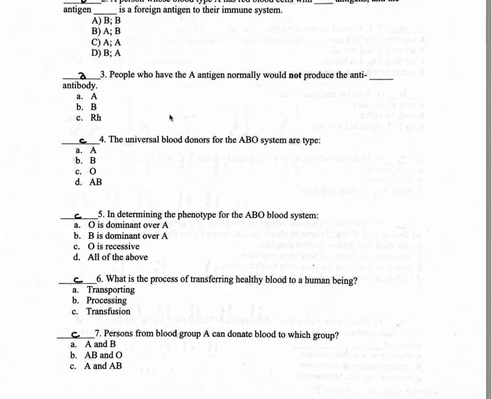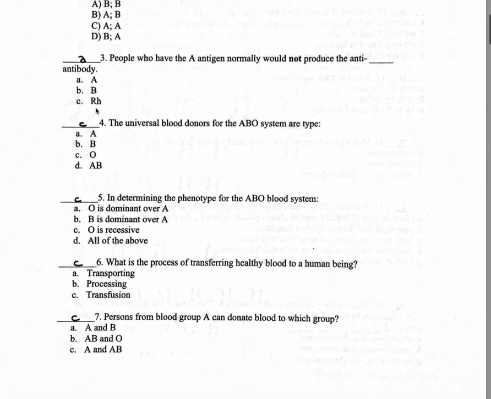3, people who have A antigen normally would not produce the anti-A antibody. The whole point of that being your body's used to the A antigen, so it's not going to make the A antibody. So if I normally have B blood, B antigens, then it won't create a B antibody.